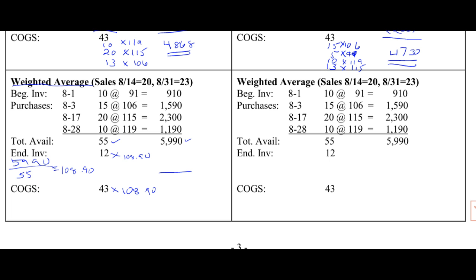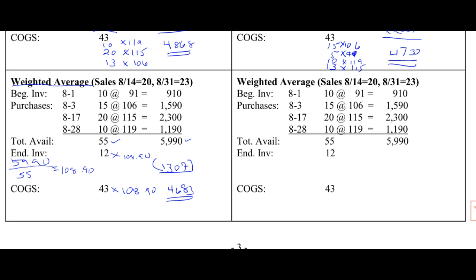12 times 108.90 is 1307. Under the weighted average periodic, you have 1,307 in ending inventory. Take that away from 59.90, and you'll have 46.83 in cost of goods sold.